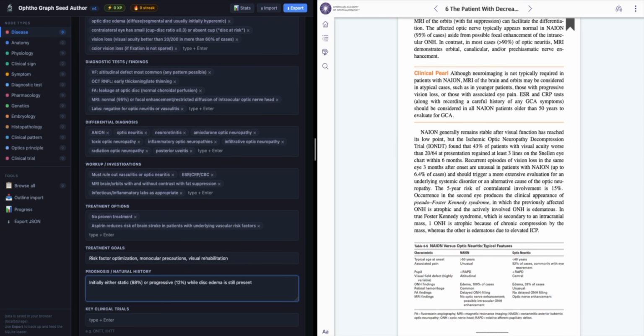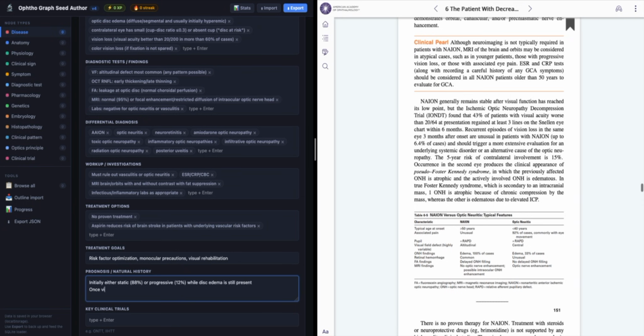And then after that, once visual function has reached its lowest point, vision either remains stable or can improve. 43% with visual acuity worse than 20/64 at presentation regained at least 3 lines on the Snellen eye chart within 6 months. Okay, so that's an important thing.